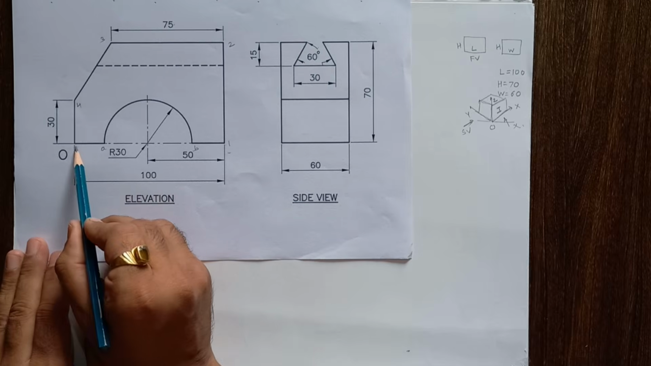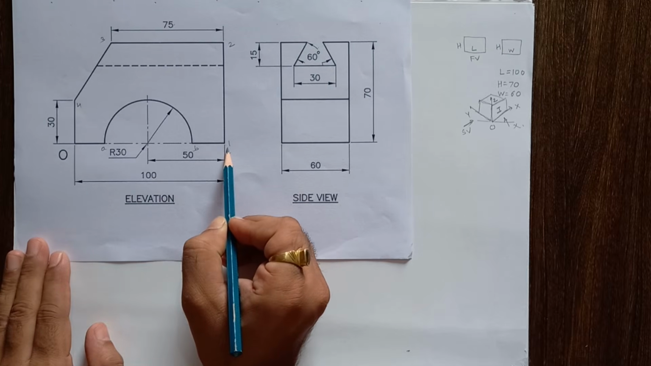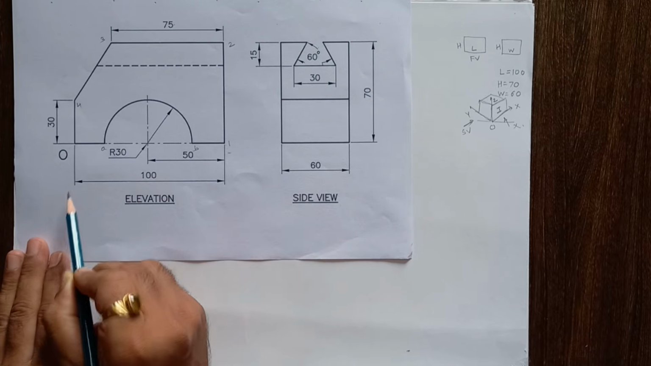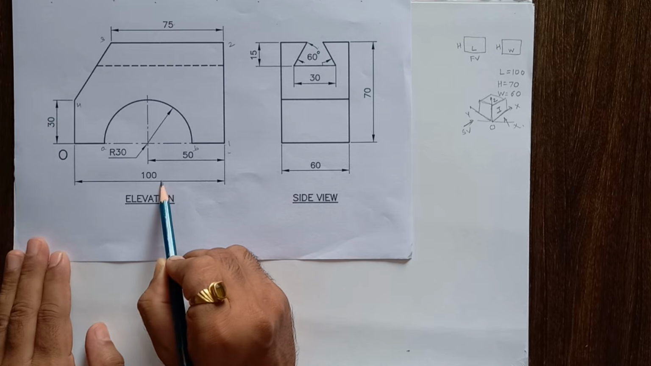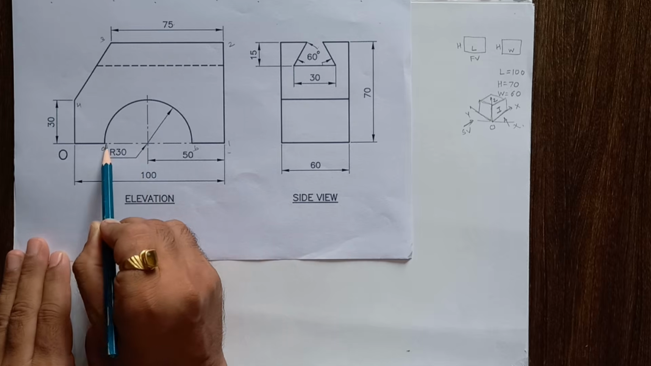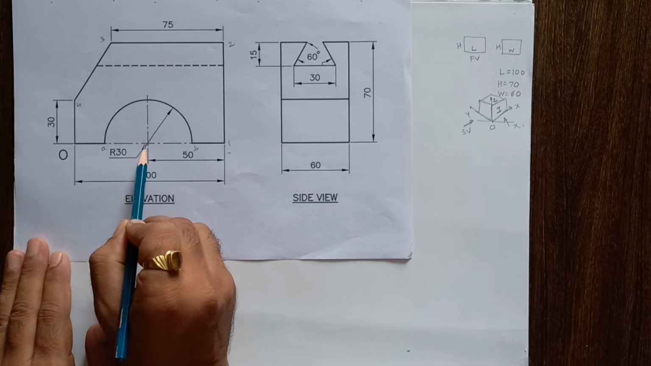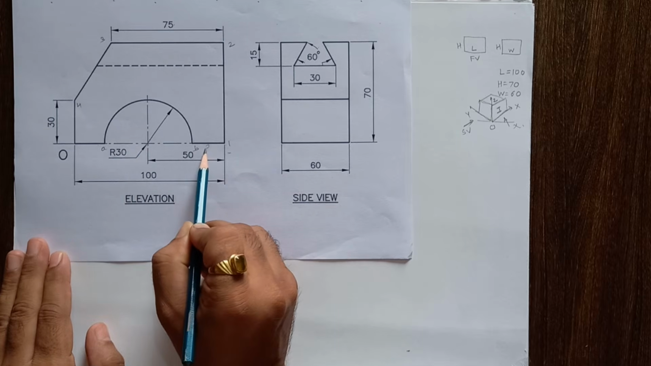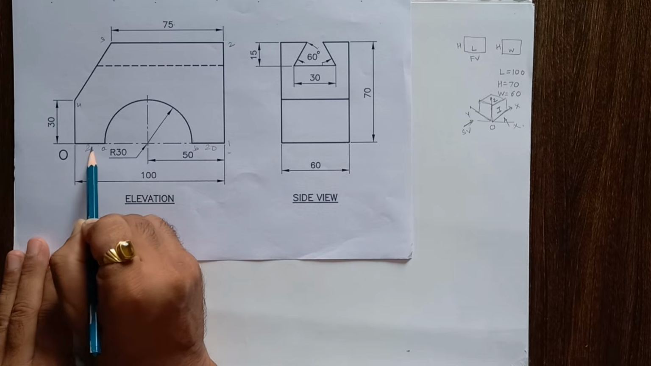Now here this OA and B1 distance is not given, but O to 1 distance is given, 100 mm, and this circular hole, its position is at the center of that profile. So here radius of that circular hole is 30. So 50 minus 30, so this is 20 mm. This is also 20 mm.